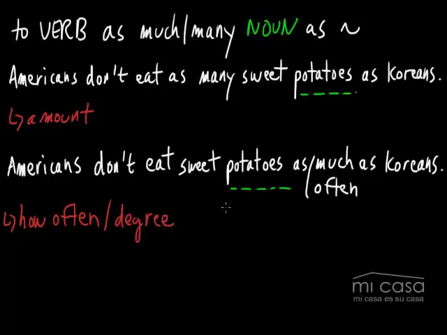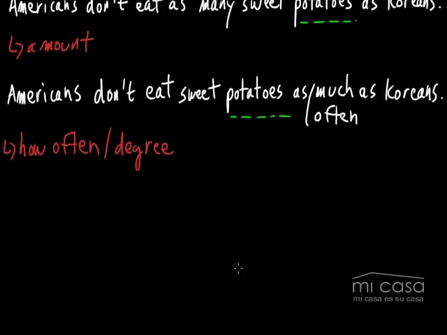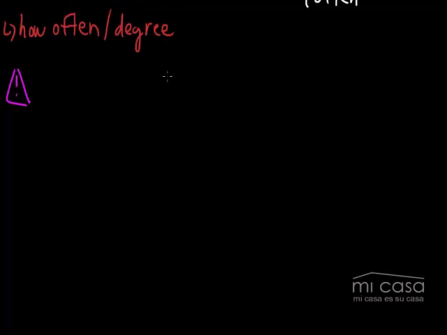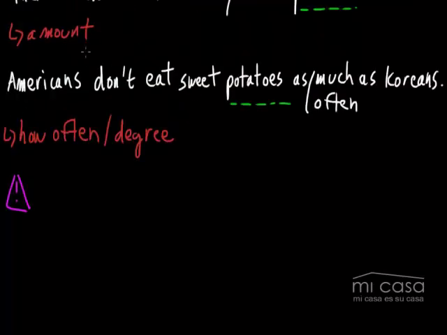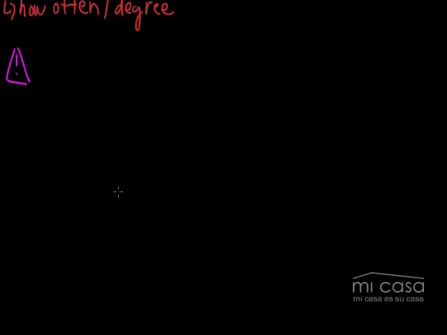All right, and this is extremely important, and I'm going to tell you why. So let's go down and I will explain why this is so important. And I'm going to put another warning sign, because you have to be careful. You have to understand this concept and use it correctly. Sometimes you really only want to talk about amount, and sometimes you really only want to talk about how often or the degree.